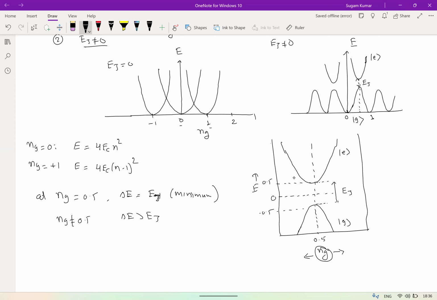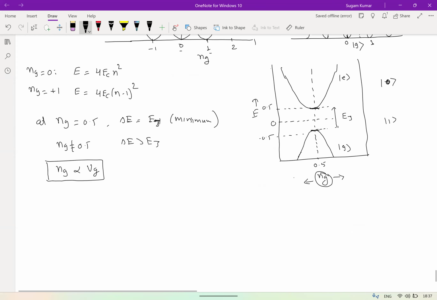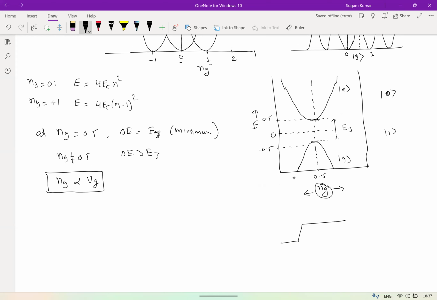So you can see that if the NG changes, this gap is going to change a lot. And since this NG is controlled by the VG, what will happen? If this gap is changing, you are changing the gap between the two states, the 0 and the 1 state. It is something like in the spin qubit: you have a spin 0, you have a spin 1, and this is the gap you have, that is called delta E.